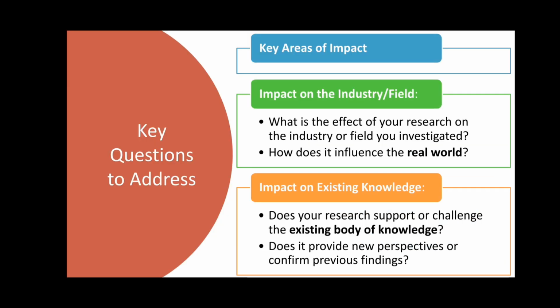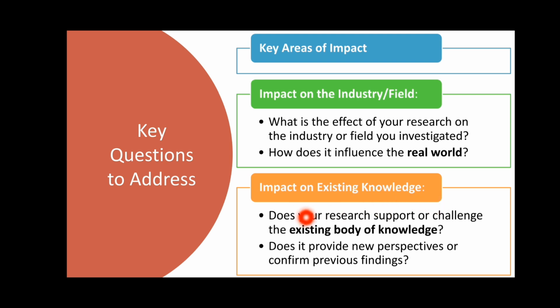Fine. Now, key questions to address in your implication. Key areas of impact. First, impact on the industry or field. What is the effect of your research on the industry or field you investigated? This is the practical implication of your research. How does it influence the real world? Will this research improve, for example, the employee ratio or the productivity ratio of a company or not? How will it be beneficial in the real world?